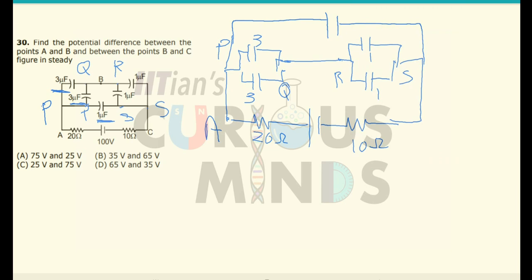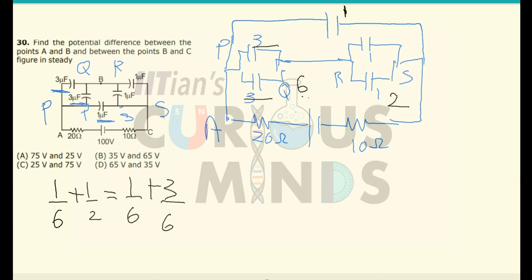Now 3 and 3 are in parallel, so the resultant will be 6. 1 and 1 in parallel, the resultant will be 2. Now this is 1 microfarad at the top. Now 6 and 2 are in series. So 1 by 6 plus 1 by 2 will be equal to 1 by 6 plus 3 by 6, which is equal to 4 by 6.